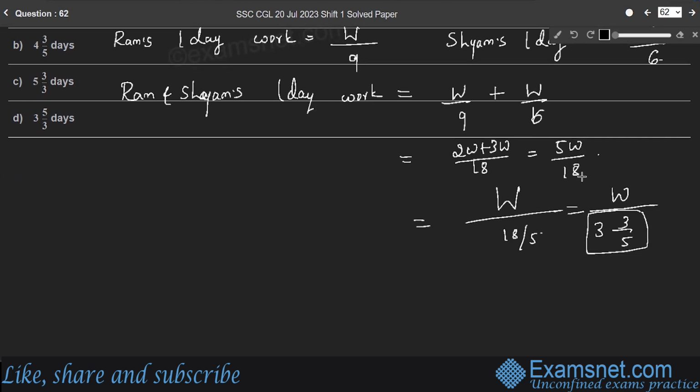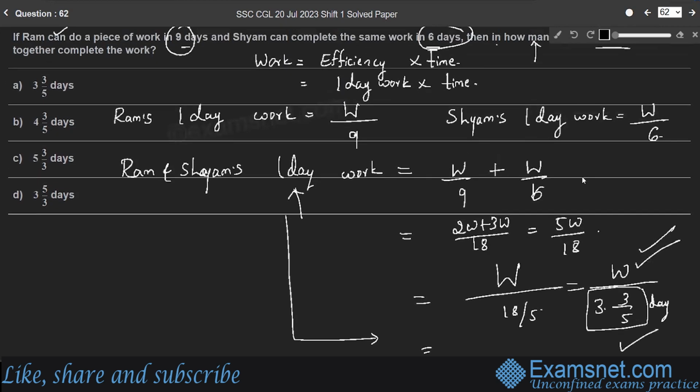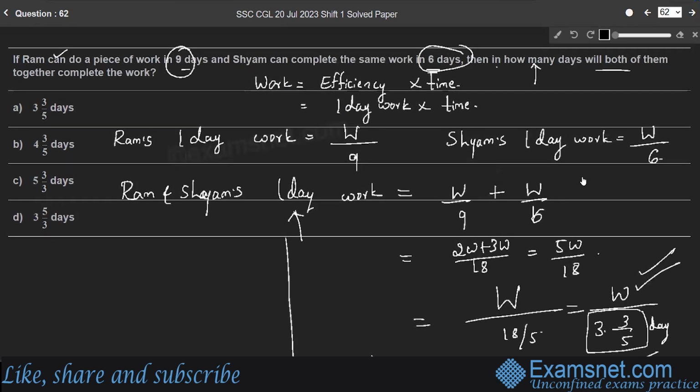So Ram and Shyam together take 3 integer 3 by 5 days to complete W amount of work. Efficiency of Ram and Shyam is their total work W by the number of days they take. Efficiency is nothing but their 1 day work. Therefore, the number of days taken by Ram and Shyam working together is 3 integer 3 by 5 days. Option A is the right answer.